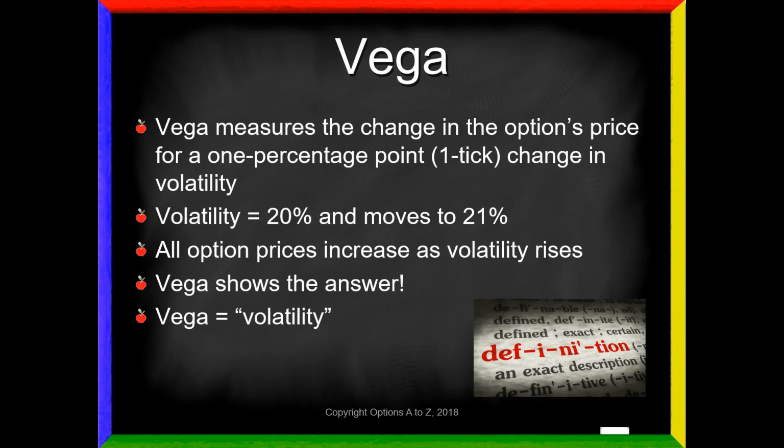Now, interestingly, Vega is not a Greek letter. The Greeks don't actually have a letter for V, so they kind of just made this one up to sound like a Greek letter. But just remember that V, Vega, is for volatility.